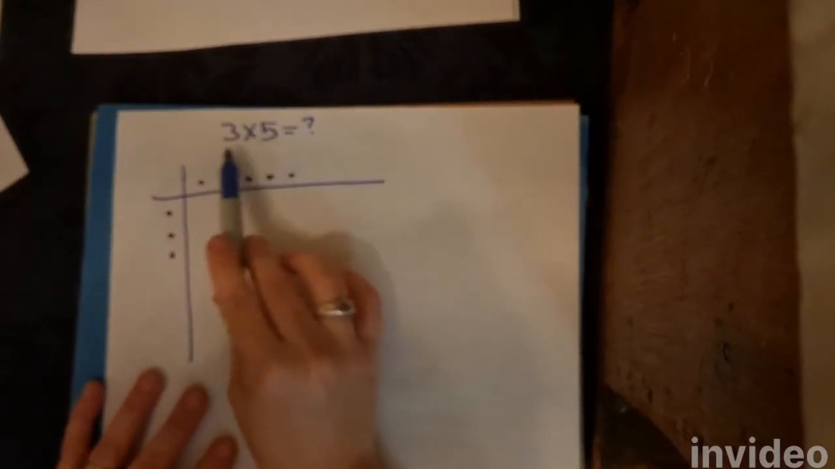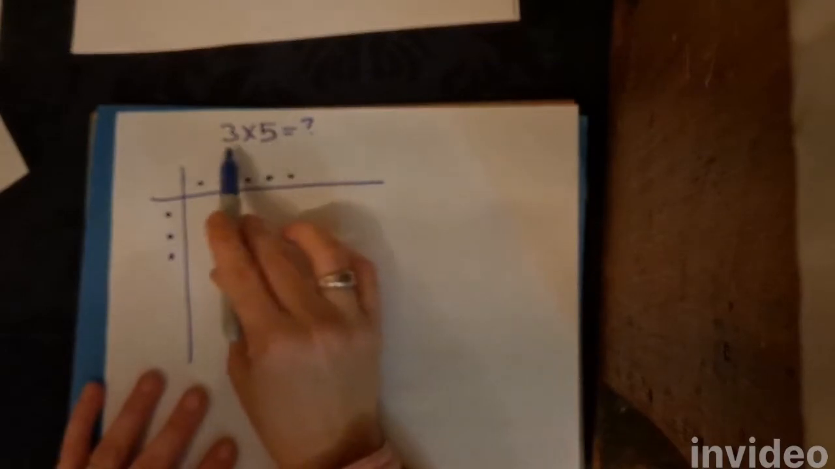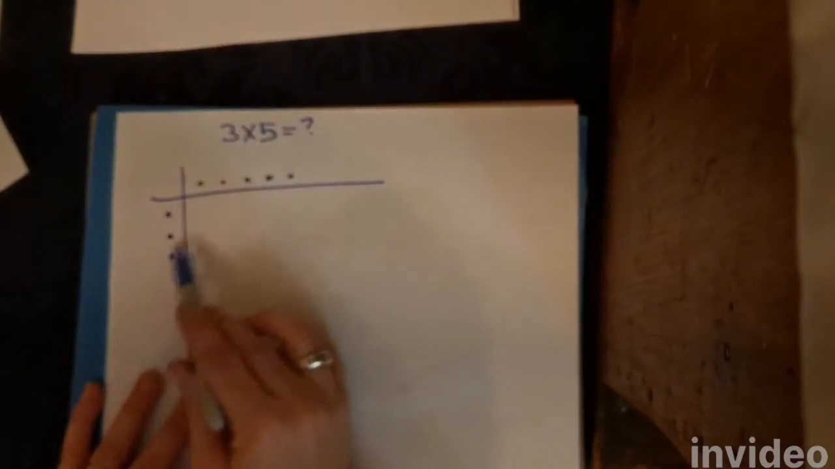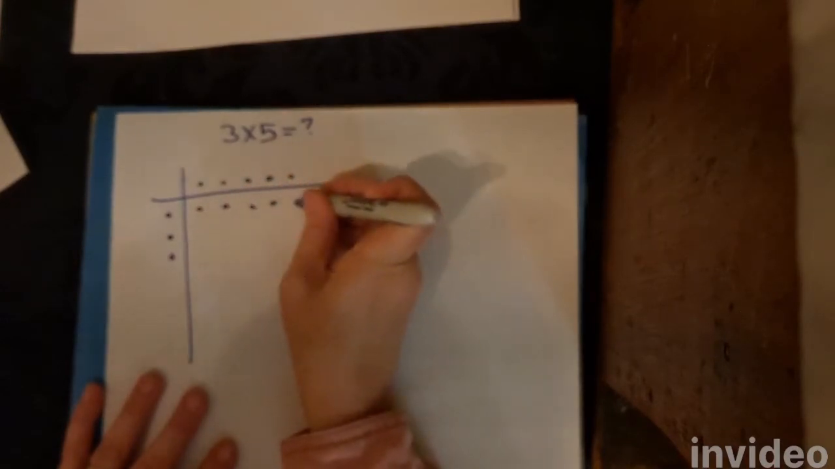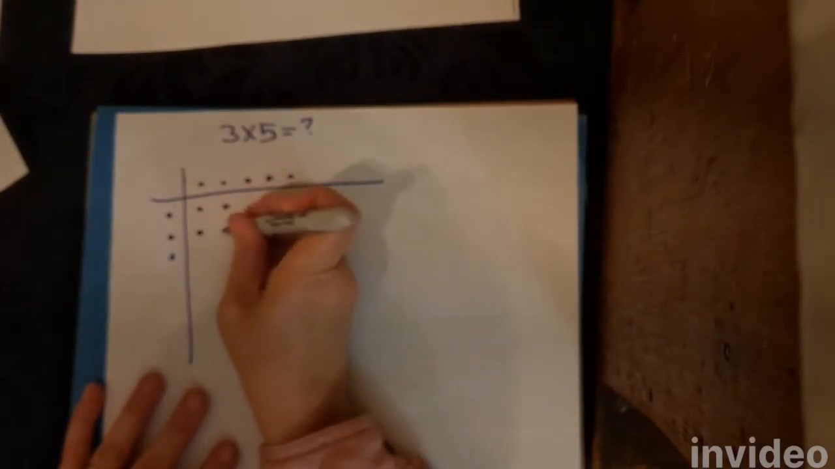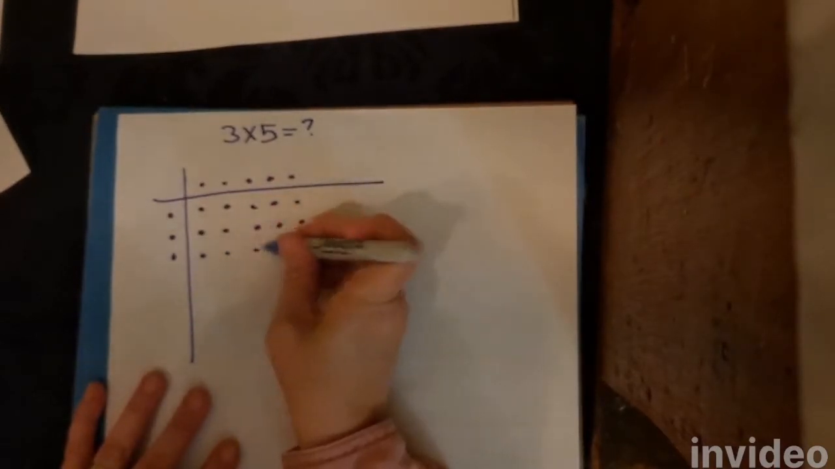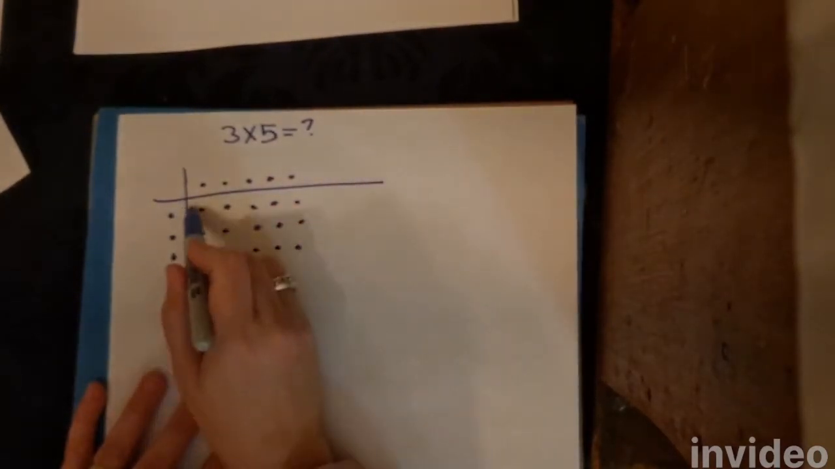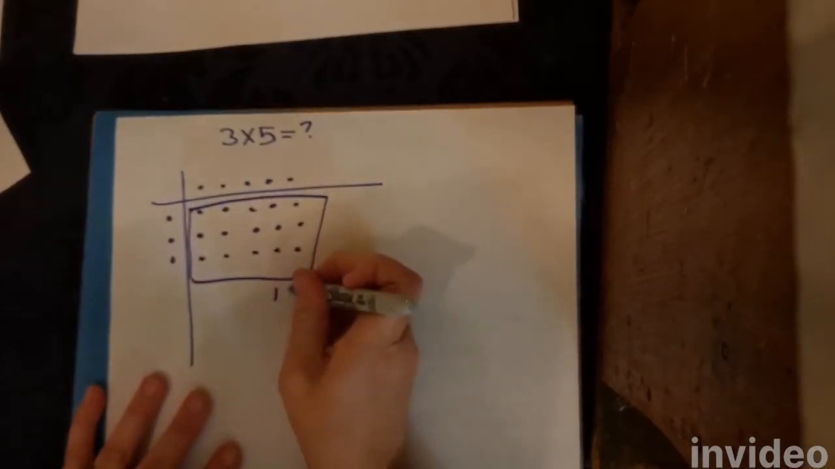These are my two factors, 3 and 5. I'm sorry, these are my two factors. I have the factor of 3 and the factor of 5. So I'm going to do 3 groups of 5. 5, 10, 15. Okay, so my product, what I made, is the number 15, right?